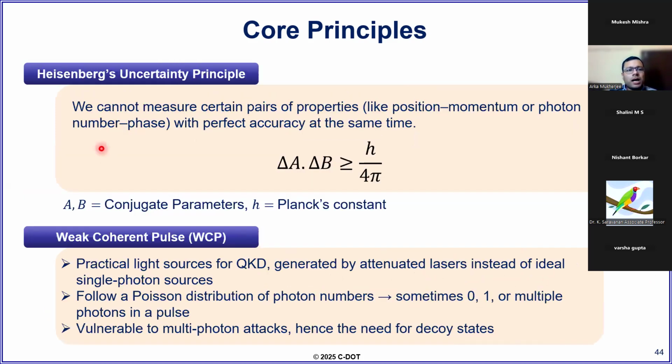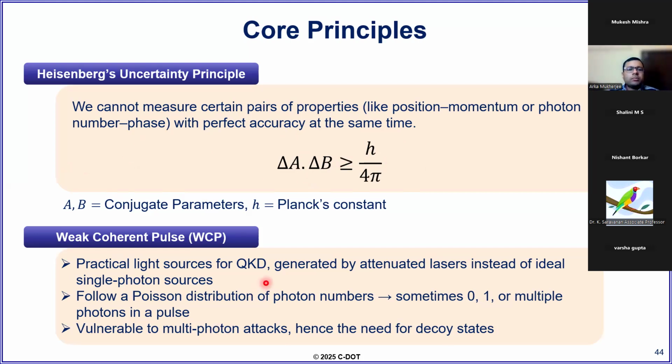The other principle is the Heisenberg uncertainty principle, that you are all aware of: certain conjugate variables, for example position and momentum, or photon number and phase, we cannot measure accurately at the same time. There is a certain limit that is governed by this inequality.